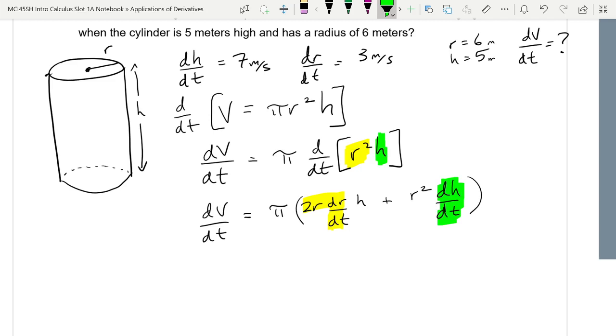Okay? All right, so let's plug in numbers now. The derivative of the volume with respect to time is pi times 2r. Okay, so r we know is 6 meters. So 2 times 6. The derivative of r with respect to t is 3 meters per second. Plus r squared, so 6 squared, times dh dt, which they told us was 7 meters per second, right? The rate at which height is changing.